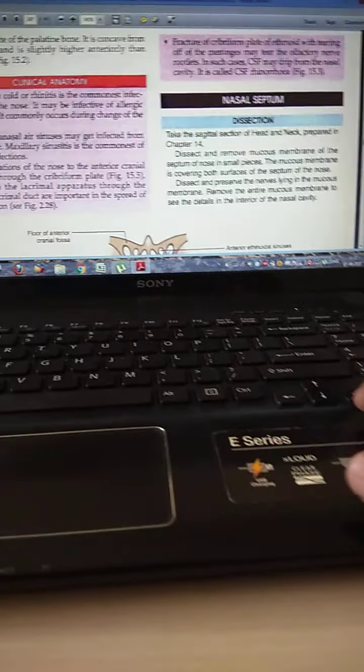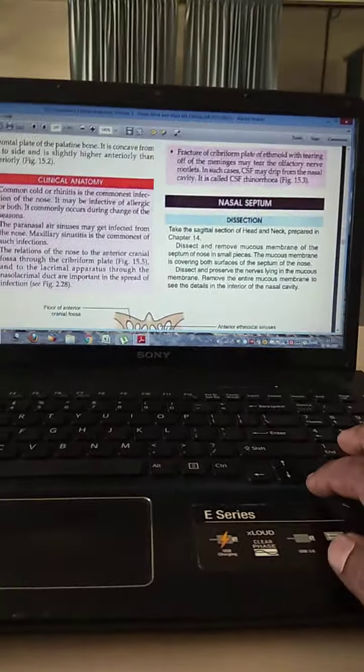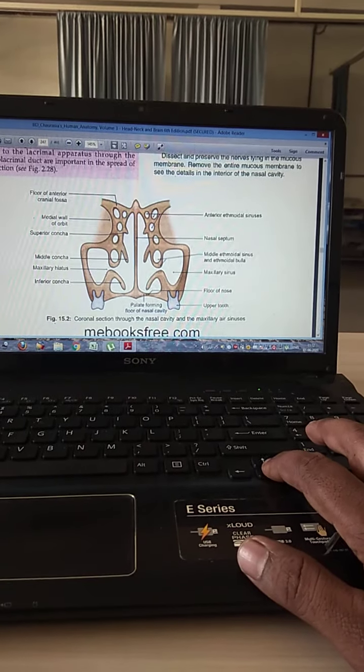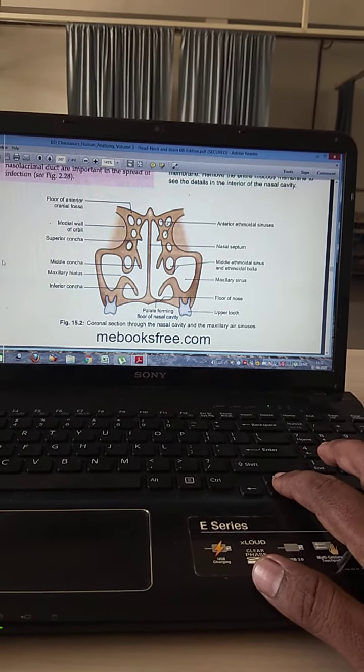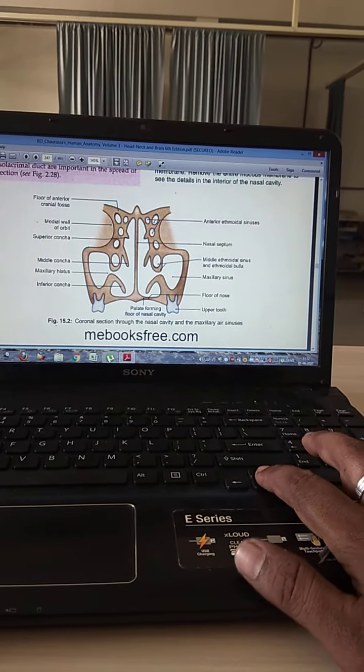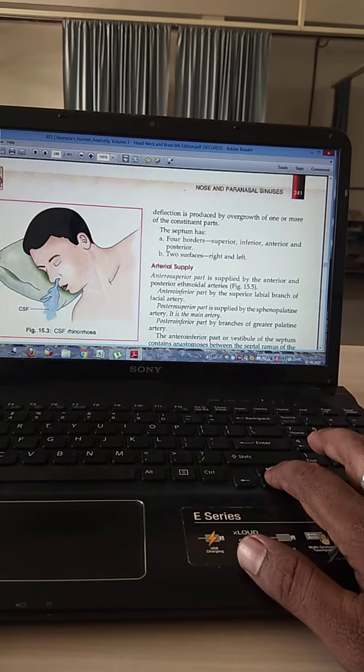Now, nasal septum. This is a figure of the coronal section through the nasal cavity and the maxillary air sinus with the labeling.